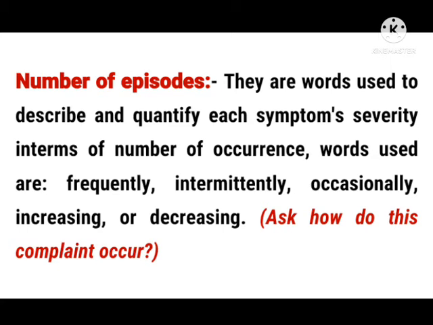Like this. For example, an ulcer occurs intermittently. That is, you might eat now, it starts and it stops, it begins again. So intermittently is not telling you how severe it is. So you ask the woman, how does this complaint occur? Intermittently, frequently, occasionally, or is it increasing or decreasing?